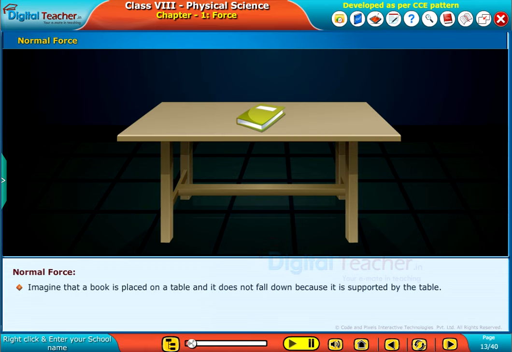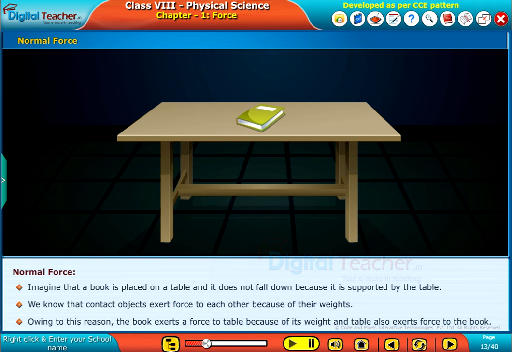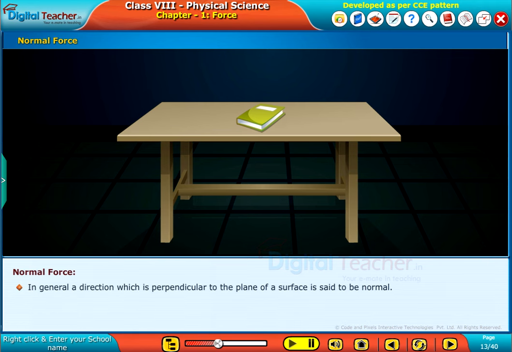Imagine that a book is placed on a table and it does not fall down because it is supported by the table. We know that contact objects exert force on each other because of their weights. Owing to this reason, the book exerts a force on the table because of its weight, and the table also exerts force on the book. In general, a direction which is perpendicular to the plane of a surface is said to be normal.